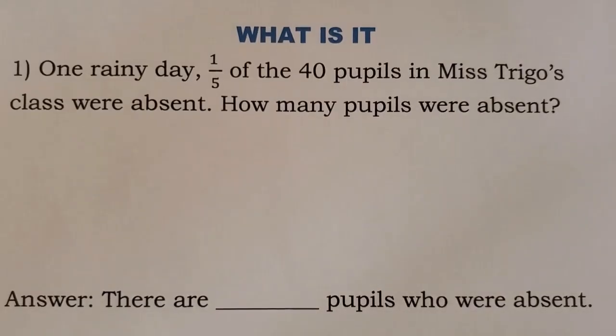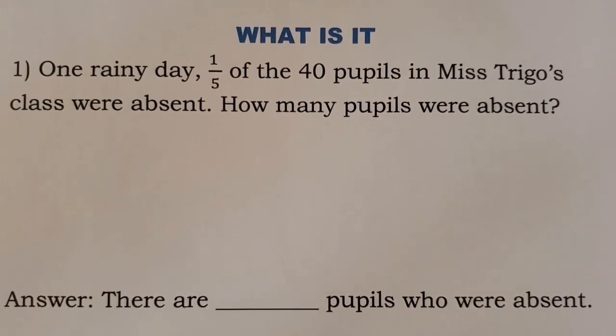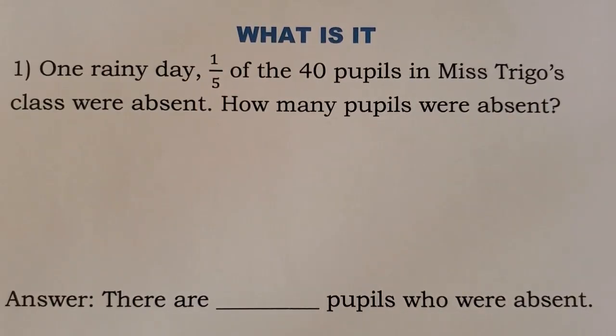I think you are now ready for our exercises. I want you to try this problem and I will show to you the solution later. The first problem that we have to try: One rainy day, 1/5 of the 40 pupils in Miss Trigo's class were absent. How many pupils were absent? So, I want you to pause this video and try to solve it.